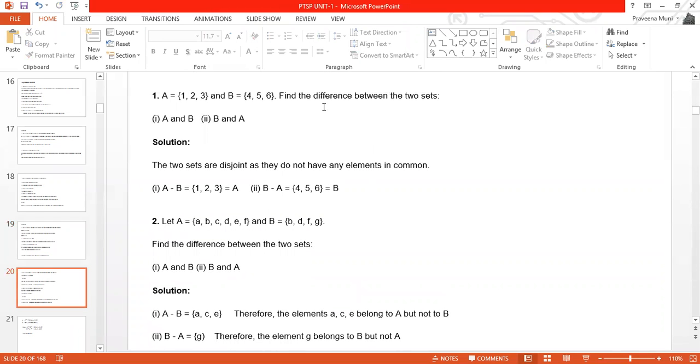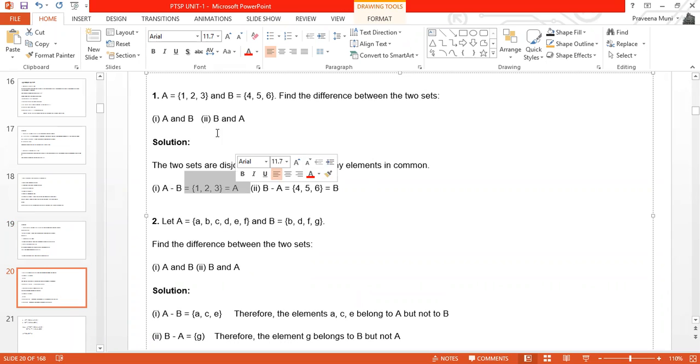So see here. We have just now discussed the same example, no? 1, 2, 3, 4, 5, 6. Okay. Find out A minus B. Elements of A which are not present in B. A minus B is equal to A only, because no element of A is present in B. So A minus B is equal to A only, no? Similarly, B minus A is equal to B only. Then what are A and B called? Students, tell me what are A and B? Disjoint sets. Very good. A and B are called disjoint sets.